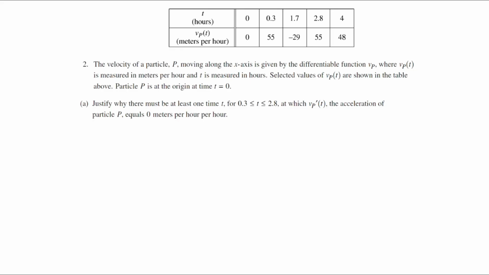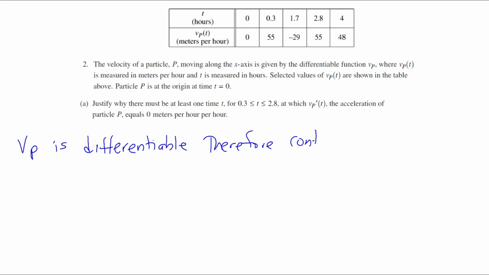Usually when they ask you why the derivative has to equal a specific number, what they want you to look for is the mean value theorem. We'll note that the mean value theorem requires a function to be continuous and differentiable. So we will say v sub p is differentiable, and therefore continuous on the interval that we're talking about here, which is from 0.3 to 2.8.